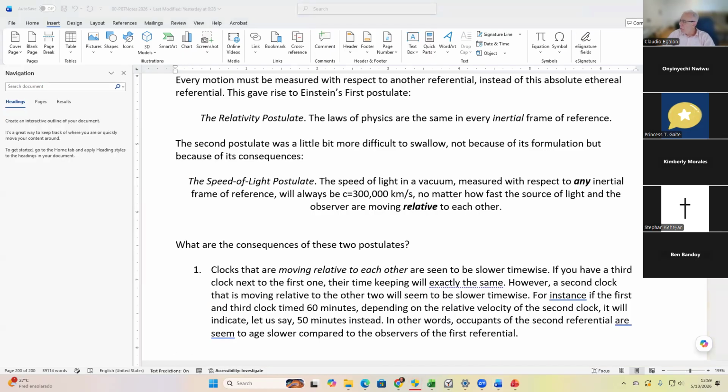This is a real life consequence of Einstein's first and second postulate. We can prove that. We are going to prove that. What else? Which other consequence do we have?